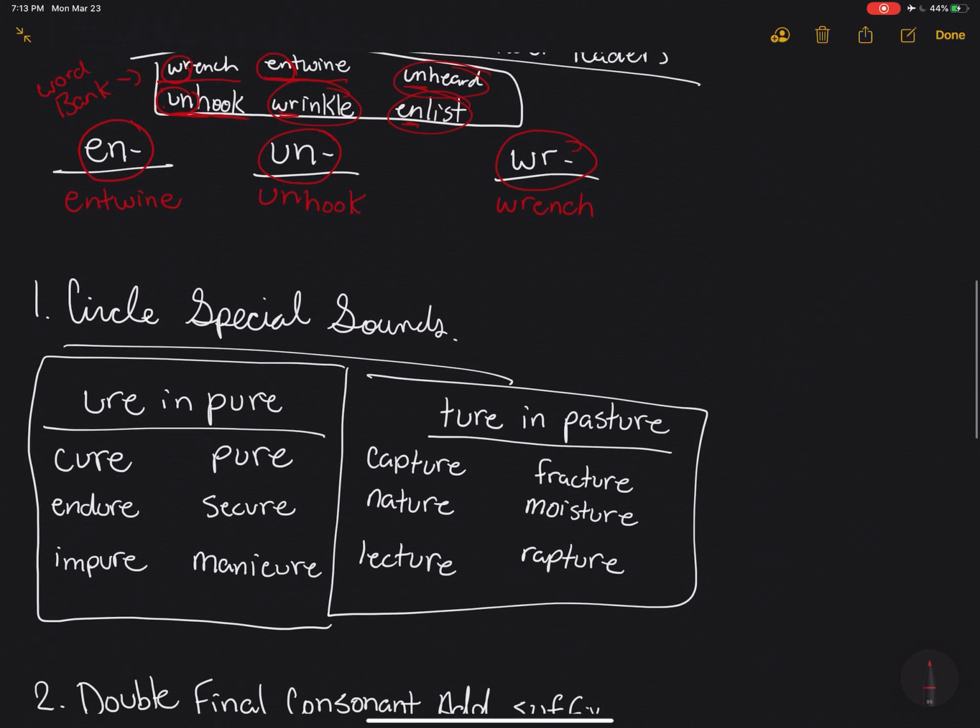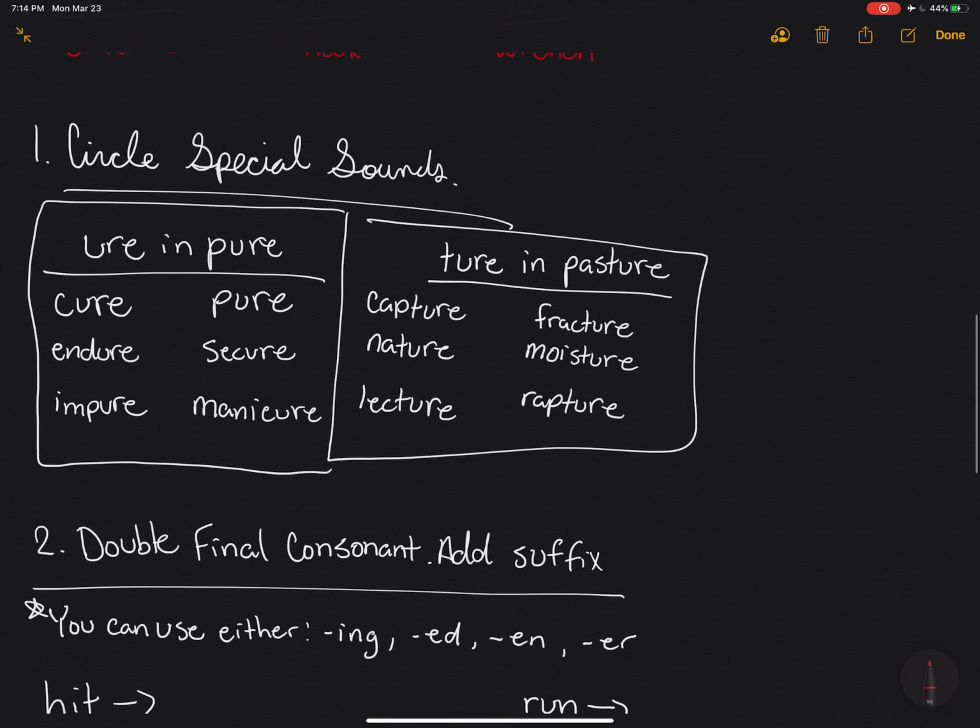Okay? You then turn the page around, and you're going to see what looks very familiar to all of you. But notice it just says to circle the special sounds. It does not want you to mark your vowels. These special sounds you'll remember from your reading this morning in the handbook for reading. We have your as in pure and chur as in pasture. Okay? All it wants you to do is circle all of your special sounds. Do not mark your vowels.